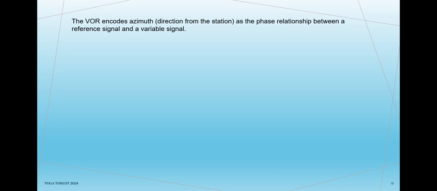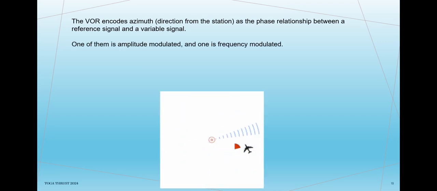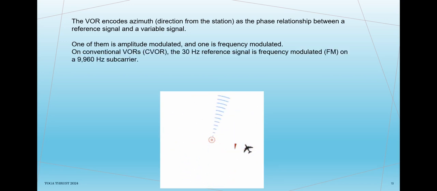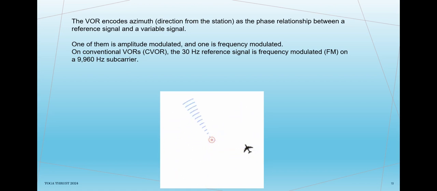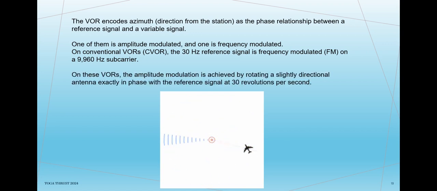The VOR encodes azimuth, direction from the station, as the phase relationship between a reference signal and a variable signal. One of them is amplitude modulated, and one is frequency modulated. On conventional VOR, CVOR, the 30 Hz reference signal is FM on a 9960 Hz subcarrier. On these VOR, the amplitude modulation is achieved by rotating a slightly directional antenna, exactly in phase with the reference signal at 30 revolutions per second.